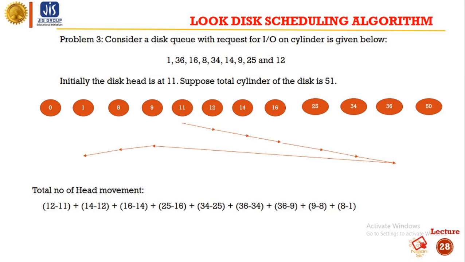From 36 we have moved to 9, so the total head movement is 36 minus 9. From 9 we have moved to 8, so the head movement is 9 minus 8. From 8 we have moved to 1, so the total head movement is 8 minus 1. So the answer is 60. So this is how the LOOK disk scheduling algorithm works.